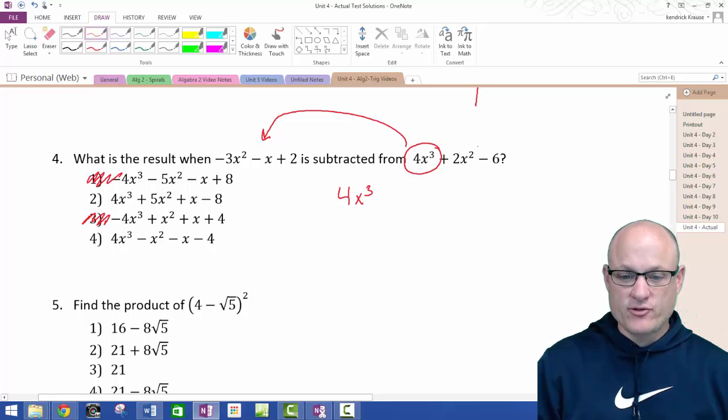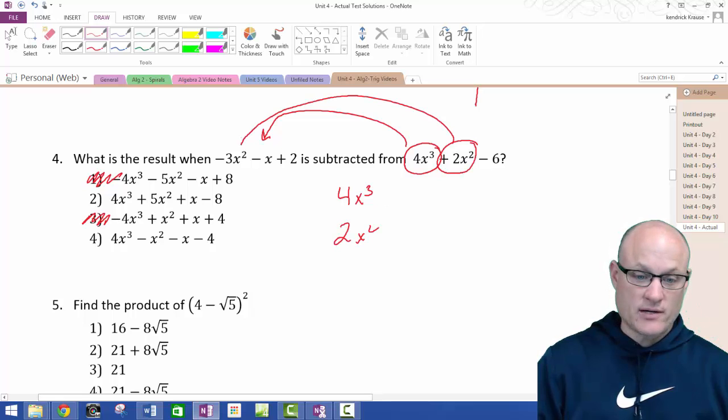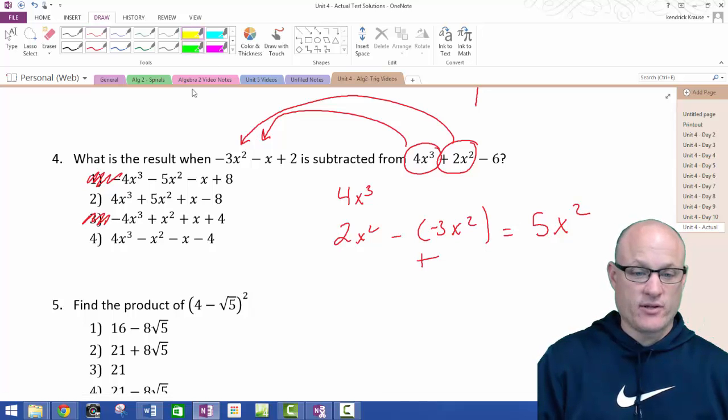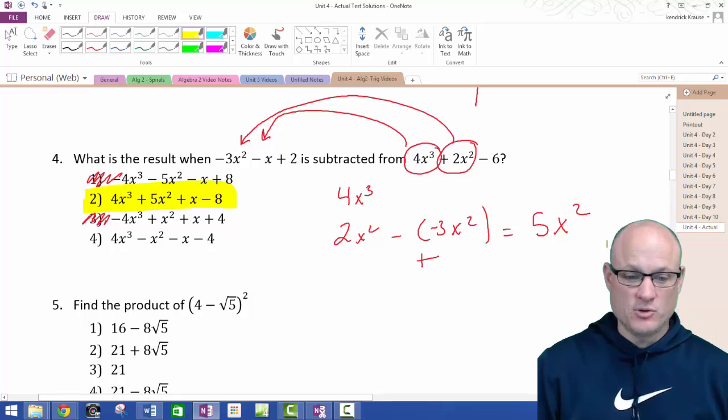Then we're going to take this 2x squared, and we're going to subtract off negative 3x squared. Well, that's really the same as a plus. So that should give me 5x squared. And I think I'm actually done, because the only one that has that would be choice 2. Moving on.